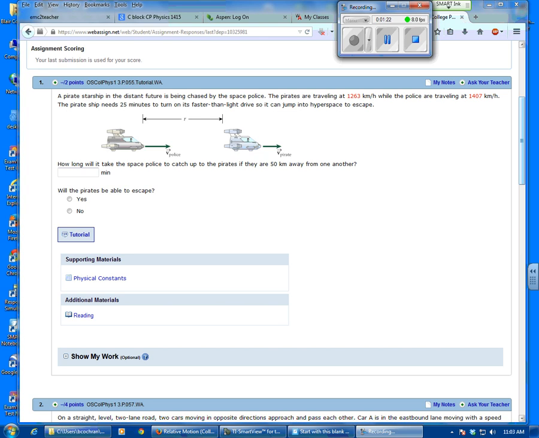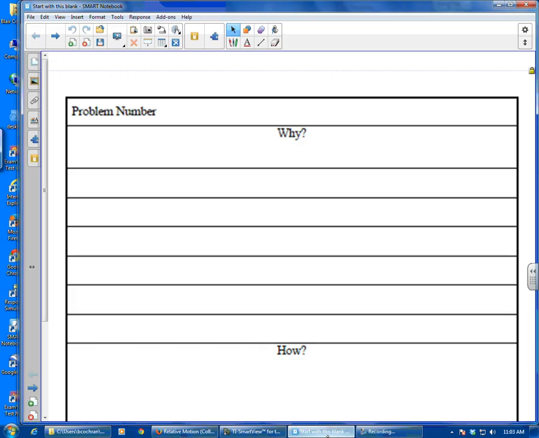So, once you ask for this one, which frame of reference do you want to do it in? Question asked: how many minutes does it take to catch up to the pirates? In the police's frame of reference? Sure. Let's do it in the police's frame of reference. All right. So that's probably some of the first things I'd have here.